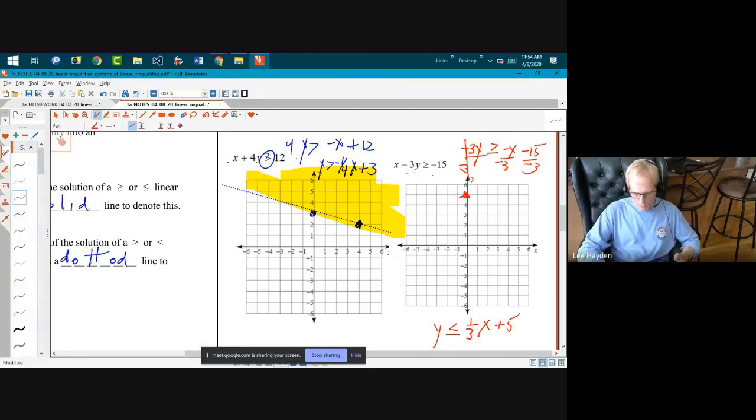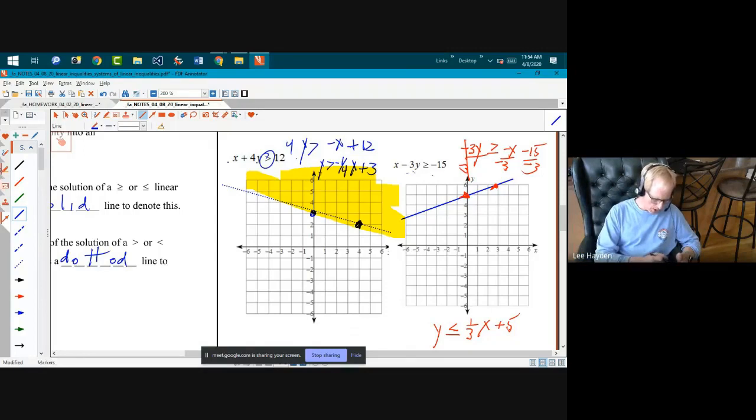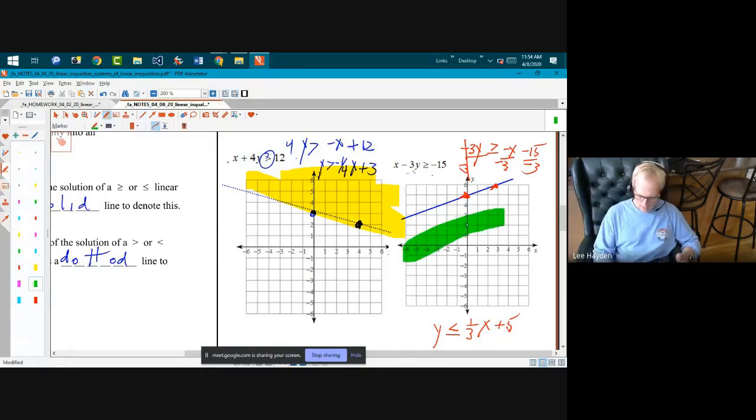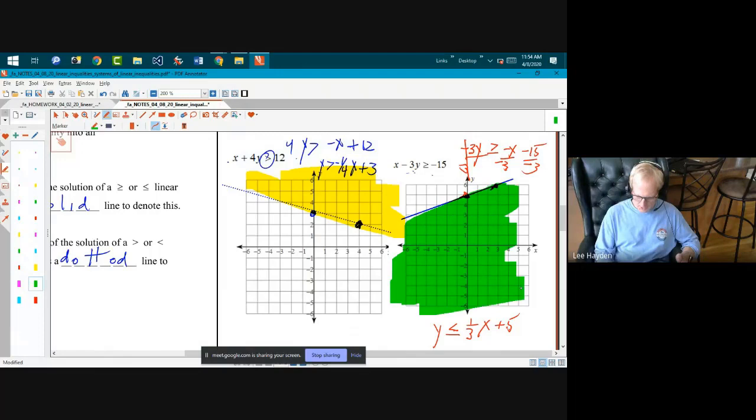I go to the 5 on the y-axis. That's the 5. And up 1 over 3 is that. Okay, I have less than or equal to, so that means I'm doing a solid line, not a dotted line, a solid one. Right, and then I have less than or equal to. That means I'm going to shade the downside. Not the upside, the downside.